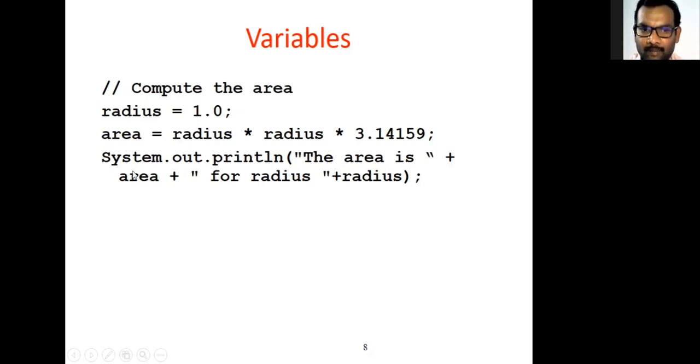The purpose of System.out.println is to display some output onto the console. Here the console is the monitor. So the purpose of the variable is to store a value.